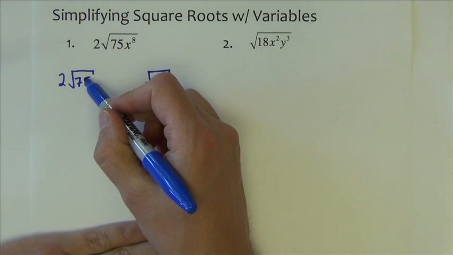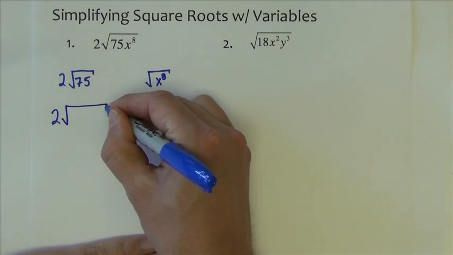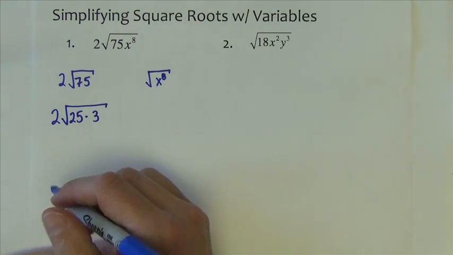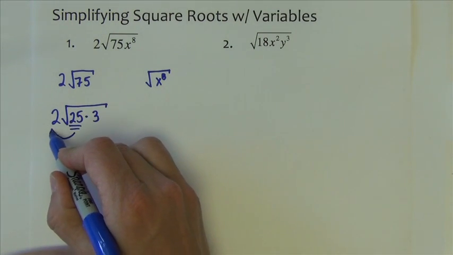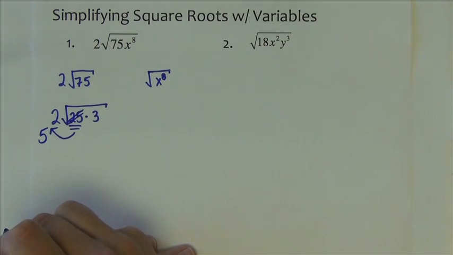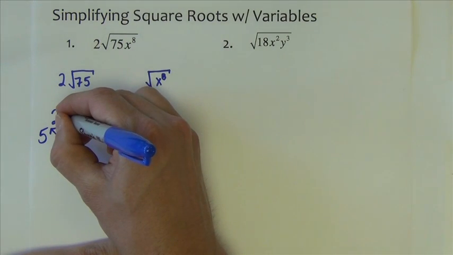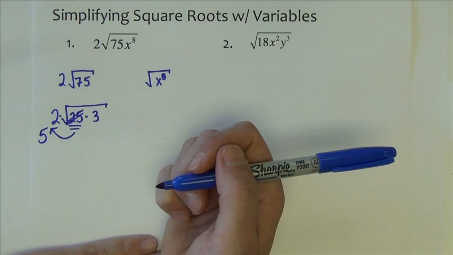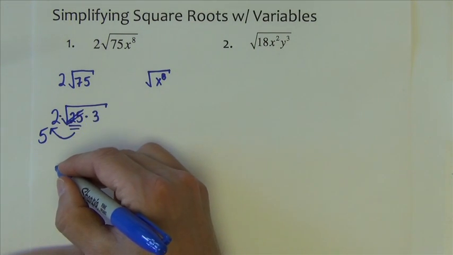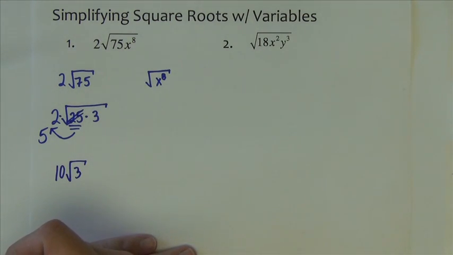Now with this one, it's just a number, so it's like the previous slide. We're just going to break it down into a product of two numbers. 75 is 25 times 3. 25 is a perfect square, so we take the square root. The square root of 25 is 5. Now since this 2 on the outside of the square root was originally multiplied to the square root, then it multiplies to whatever perfect square came out. So 5 times 2 makes 10. We have square root of 3 left over.